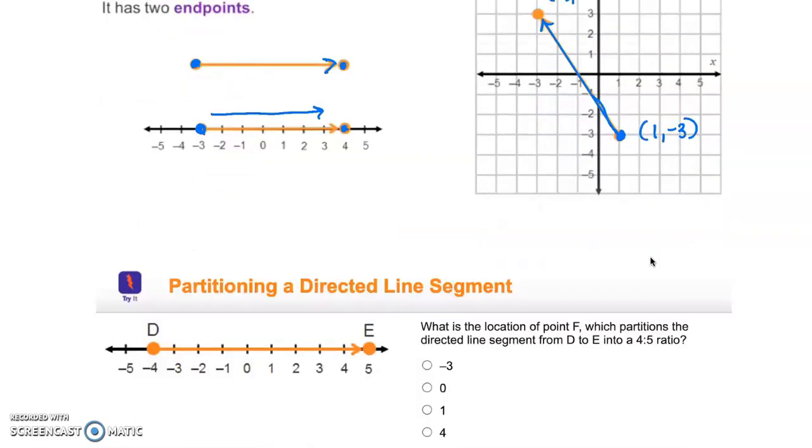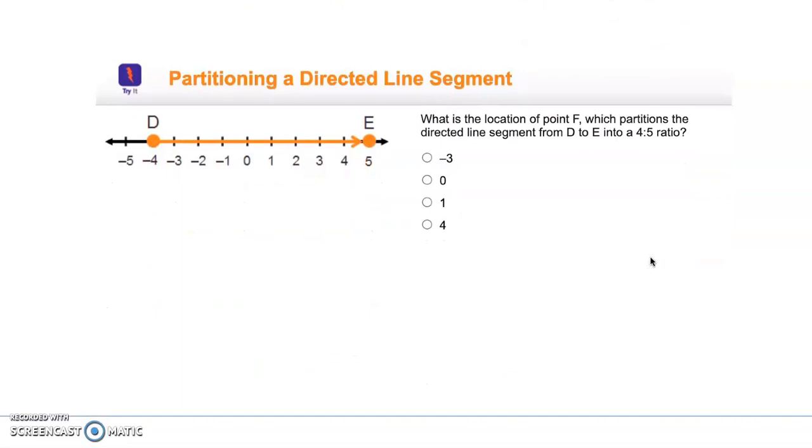So how are we going to use this? Here's an example where we're going to partition a directed line segment. When you say partition, that means we're going to cut it into different pieces. Like if I had a board and I wanted to partition it into thirds, I would cut it into 3 equal pieces.